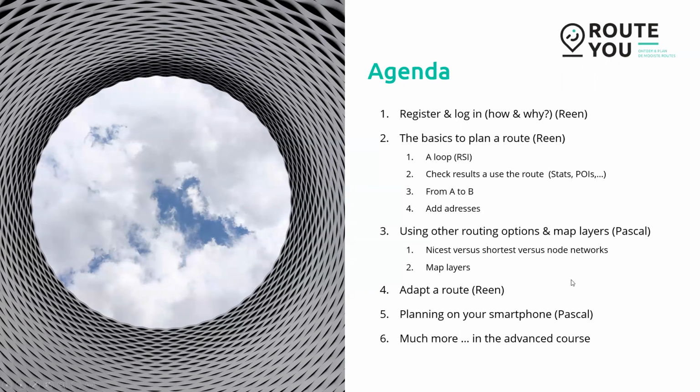In the third part, I will look into more advanced options. What are the different routing options and why are they there? We will also look into the map layers. And for the people in the neighborhood of France, Germany, Belgium, Netherlands, we will also cover the node network and what you can do with the fietsknooppunten network, or walking nodes network. We will also discuss the different map layers and what they're useful for in planning a route.